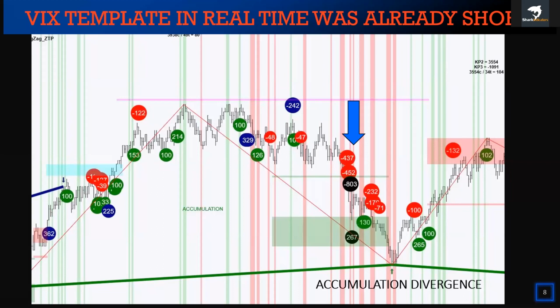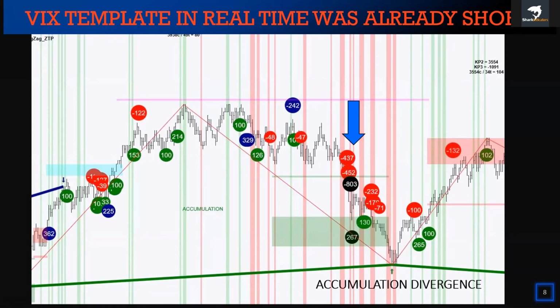This is what my trading chart looked like at the time with the VIX template. And the VIX template was already saying to take a short trade. And then where you see the blue arrow, that is the actual trade itself. Now this chart is only a 300 tick chart, and that's why you're seeing it broken up and not seeing 2000 like the other one.